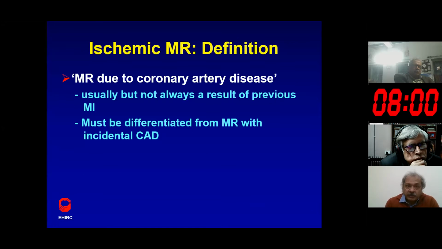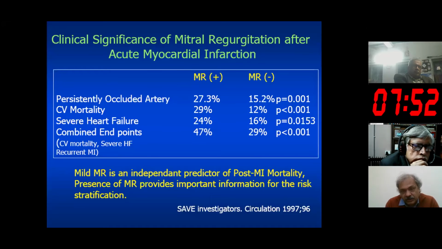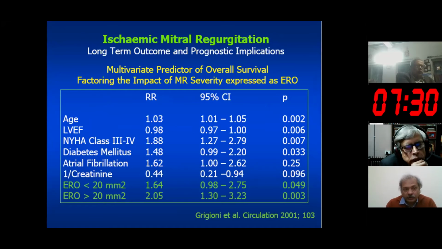So it is because of coronary artery disease, usually but not always as a result of previous myocardial infarction, and must be differentiated from MR with incidental CAD. Why? Because as MR increases, the mortality increases. What happens when you reduce this MR? I'm not too sure, but one thing is decided: even mild MR is an independent risk of post-MI mortality, and the presence of MR provides important information for risk stratification, no doubt.